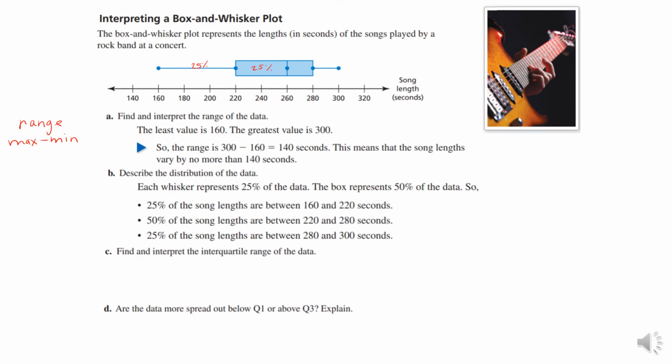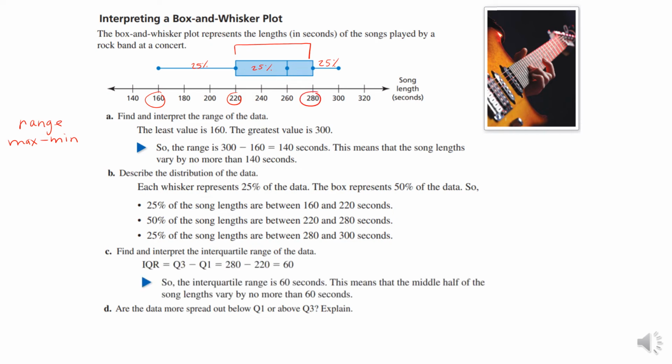So the 25% of the song lengths are between 160 and 220. 50% are between 220 and 280. And then 25% again is between 280 and 300 seconds. The interquartile range would be 280 minus 220, which is 60. And that's going to say that the middle half of the songs vary by no more than 60 seconds. So they're all within a minute of each other, okay?